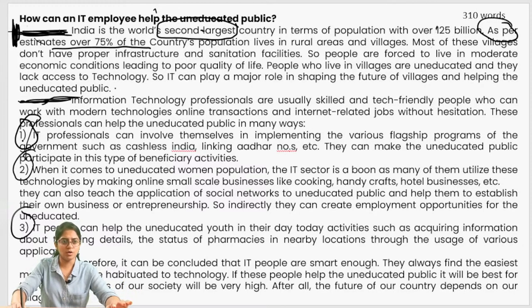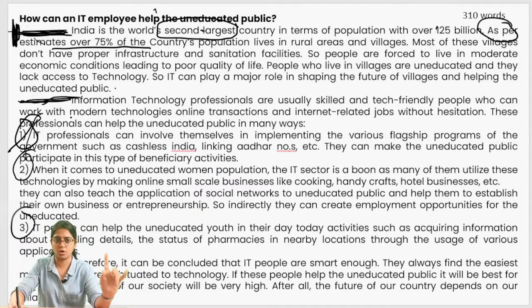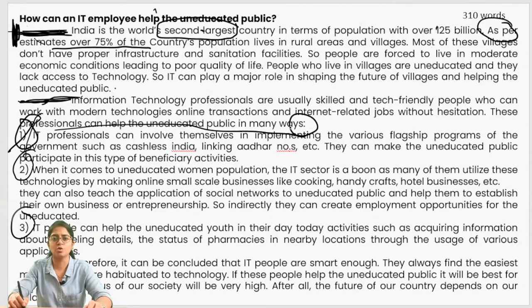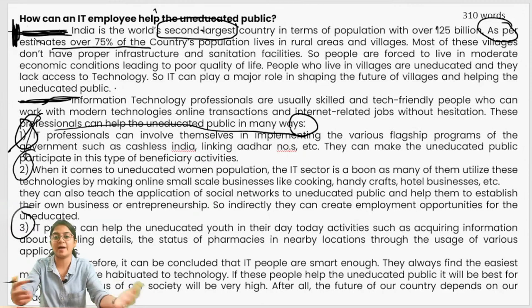Now you can quickly do the corrections. You have to consider the corrections I have been making here. Then it has been listed here: these professionals can help the uneducated public in many ways. Look at this, they have used a colon. This colon adds variety to your punctuation.